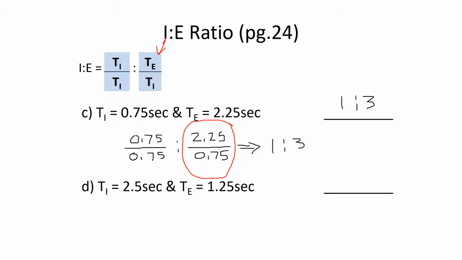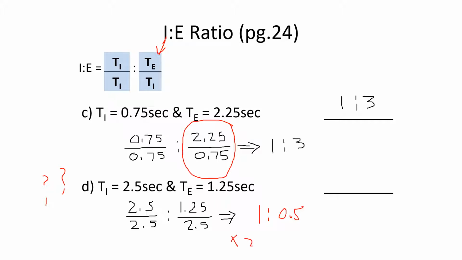Now everything gets complex, right? So we don't want any fractions in our ratio. So this gives us 1 to a half, 0.5. I don't want any decimals. So let's multiply by 2 on each side to get whole numbers. If I multiply this side by 2 and this side by 2, I'm going to end up with 2 to 1. So this is more of an EI ratio.